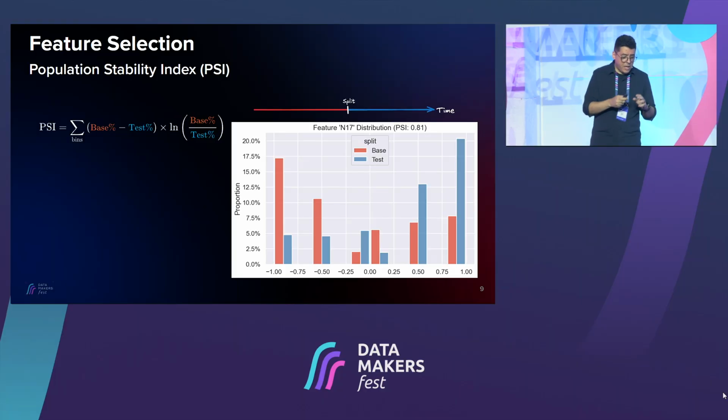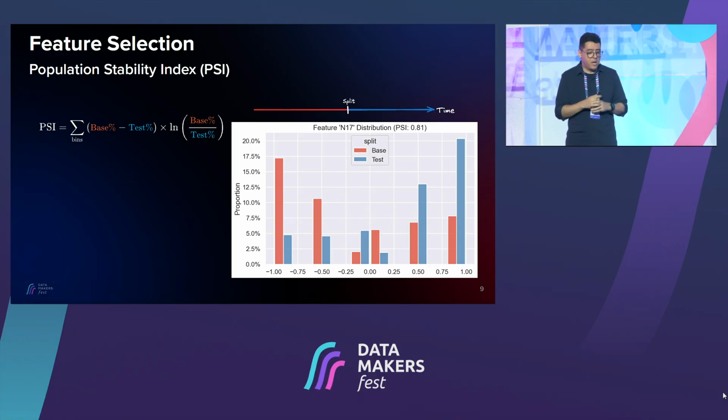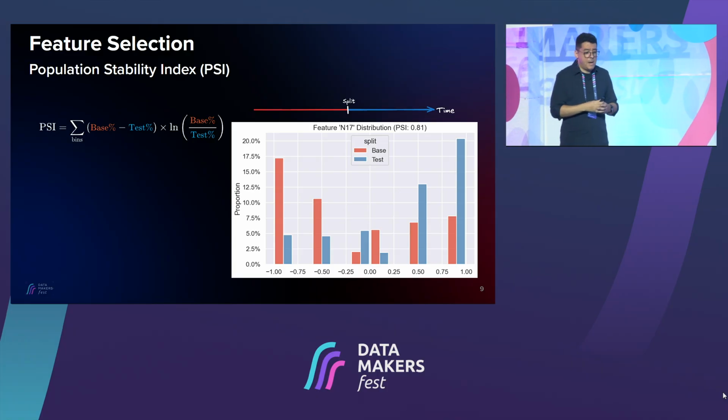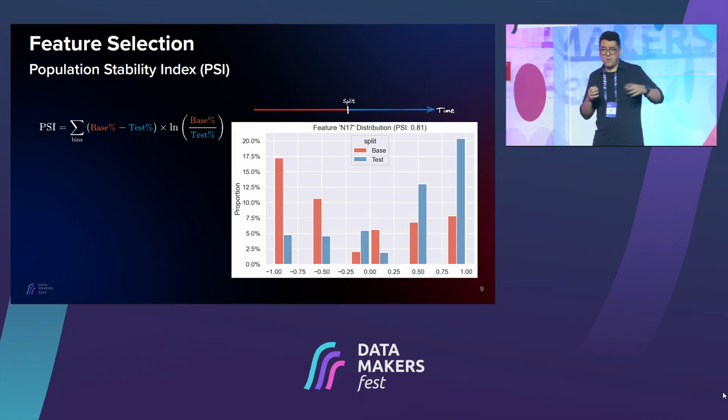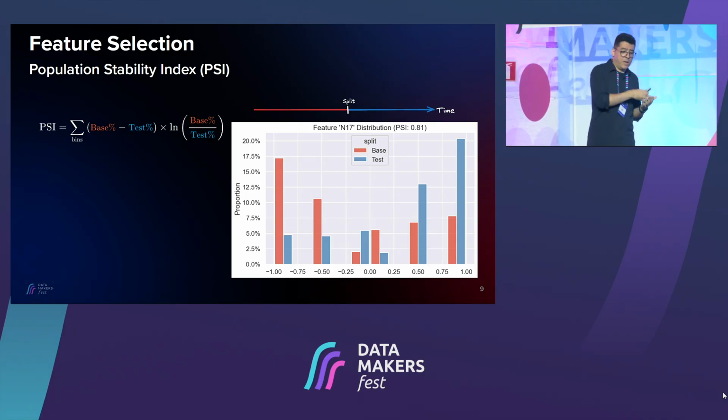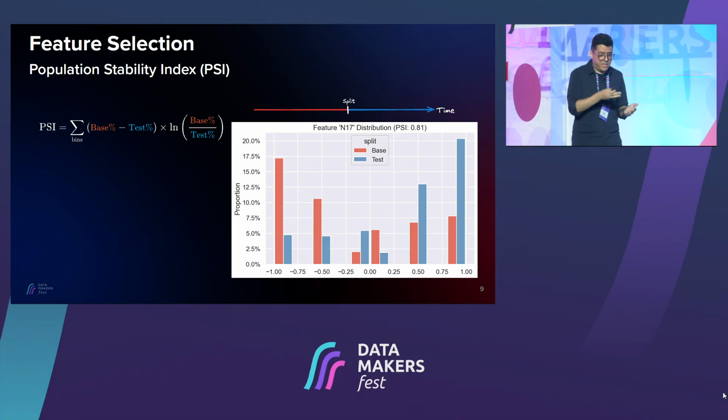For instance, we can see this particular feature here. This N17 is one of the numerical features on our model, where we first order it in time, so this is also important. You need to sort your data according to a specific time dimension that is relevant for your problem. And then we can see here that the base feature is more skewed towards the left part, while in the test set, the feature is skewed more towards the right part.